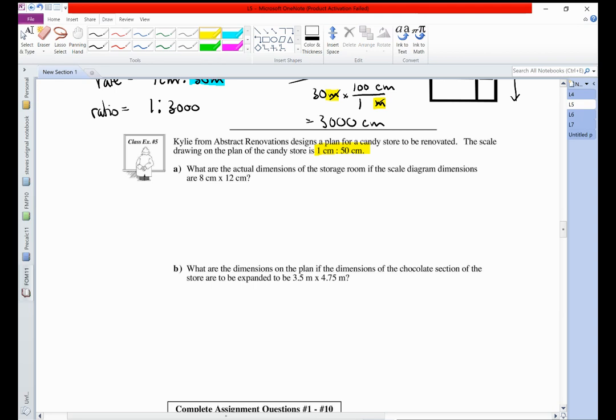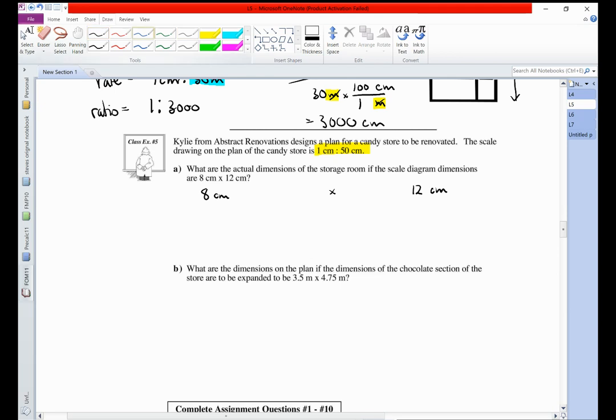So what are the actual dimensions of the storage room if the scale diagram dimensions are 8 centimeters times 12 centimeters? So we know that the store on the diagram is 8 centimeters multiplied by 12 centimeters. And what we want to do is convert those into the real dimensions, right? Because that's on the drawing.